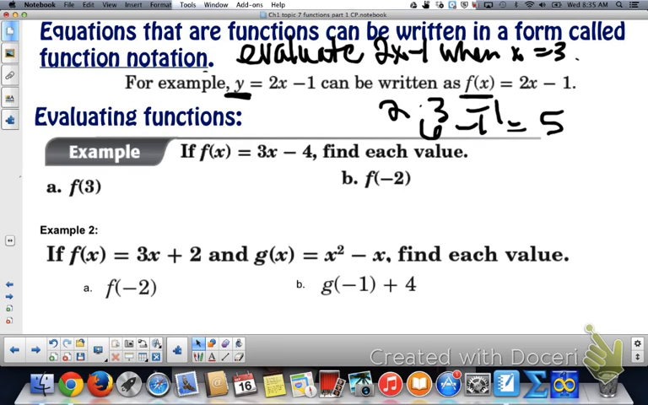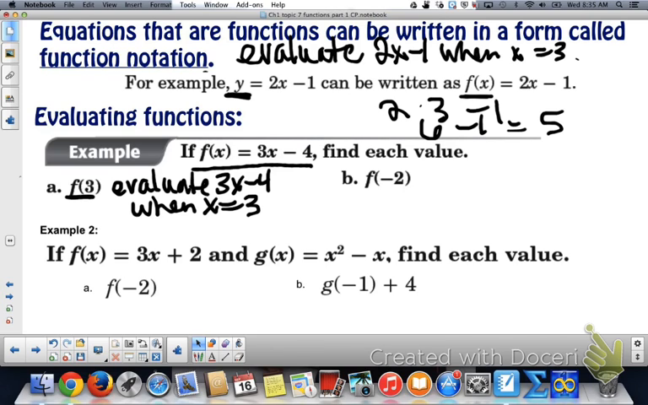Okay? So when we evaluate functions, when we see something like f of x equals 3x minus 4, find f of 3, that just means evaluate 3x minus 4 when x equals 3. Okay, we plug in 3. So we're going to do 3 times 3 minus 4. Well, 3 times 3 is 9, minus 4 is 5.